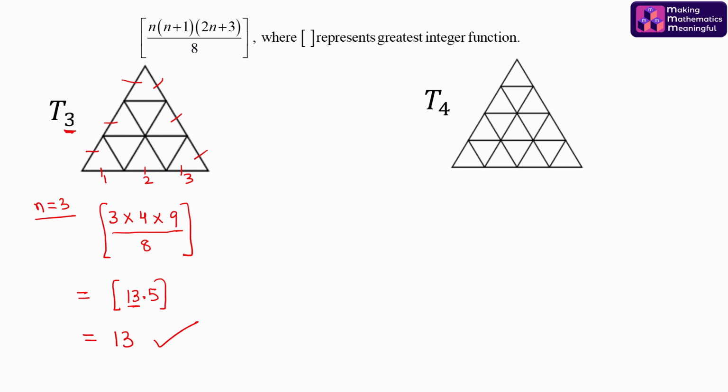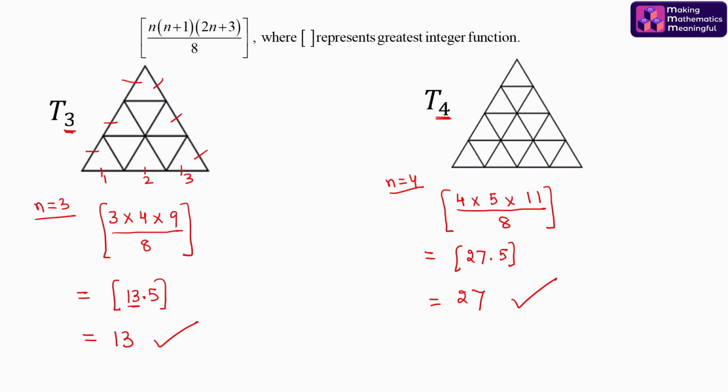In this T4, clearly our n is equal to 4. So, let's quickly verify this also. So, 4 into 5 into 11 divided by 8 simplifies to 27.5, and the integral part of this is 27, which is our required answer.